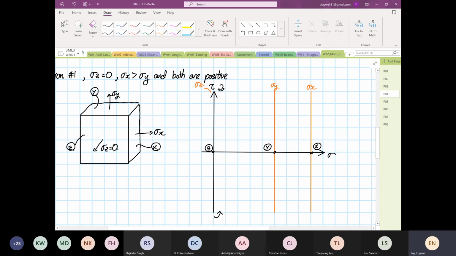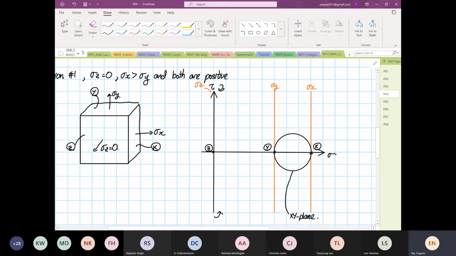Now, this is a good example of why you cannot rely on 2D Mohr circle. If we only draw in 2D, we only draw in what? XY plane, right? We draw in our XY plane. This is our 2D Mohr circle, right? So this circle over here is for our XY plane.